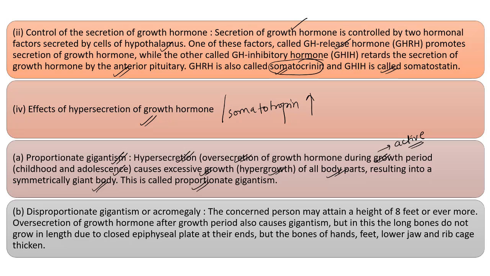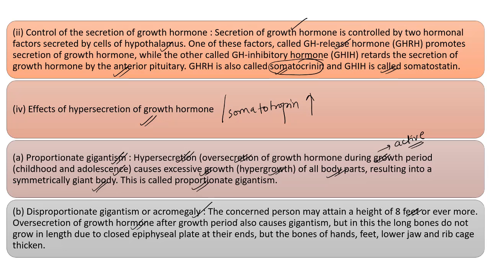One is the proportionate gigantism, which basically results because of the hypersecretion or oversecretion of growth hormone during active growth period, especially childhood and adolescence. This causes excessive growth or hypergrowth of all the body parts, resulting into a symmetrical giant body. This is called proportionate gigantism. Then second is disproportionate gigantism or acromegaly. The concerned person may attain a height of 8 feet or even more.